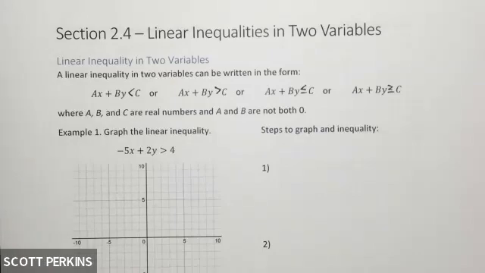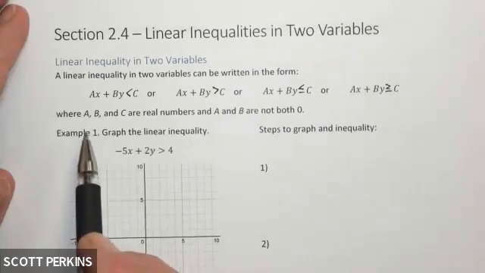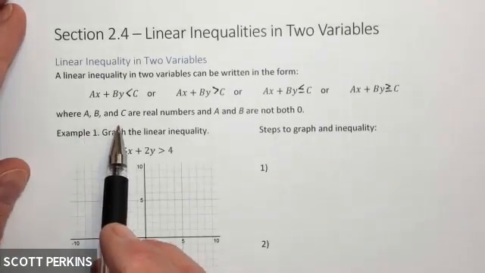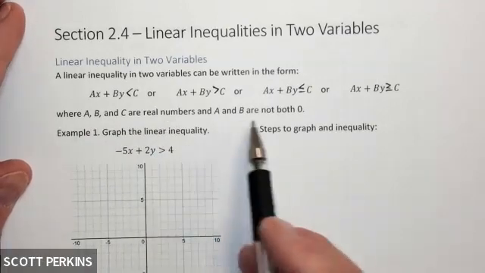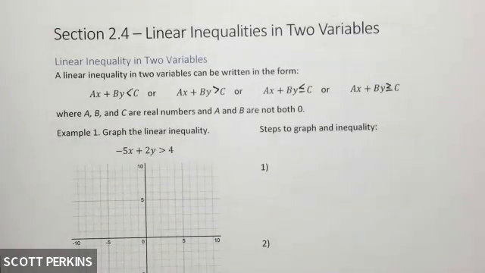Again, you're familiar with that. That's nothing novel or earth-shattering. The other thing to know is a, b, and c can be any numbers at all, but a and b can't both be 0, because if they're both 0, then you've got a lot of nonsense going on. What we're going to spend our time doing today is graphing these inequalities.